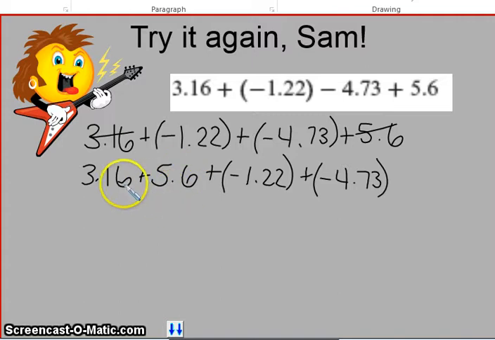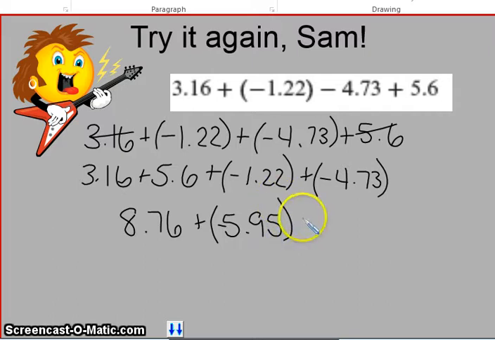Now I'll add those groups together. 3.16 plus 5.6 is 8.76. 1.22 plus 4.73 is 5.95, so that's a negative 5.95. And finally, I'll combine my terms with unlike signs. And when I add 8.76 plus negative 5.95, I'm going to get a positive because the positive has the bigger number, a positive 2.81.